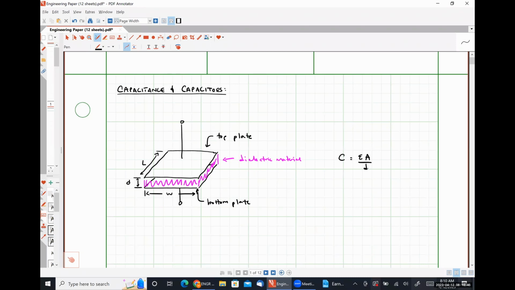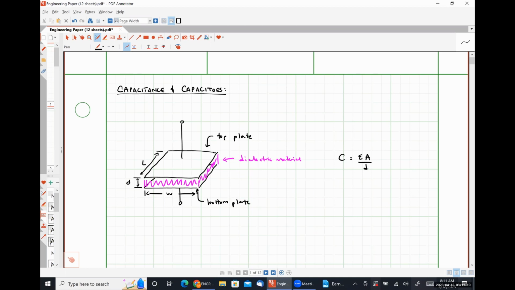So the larger that epsilon value is, the larger the capacitance is, and the more effective the device is as an energy storage device. The geometry of the device is also important because the larger the cross-sectional area is, the larger the capacitance is, and the smaller the gap is, the larger the capacitance is.